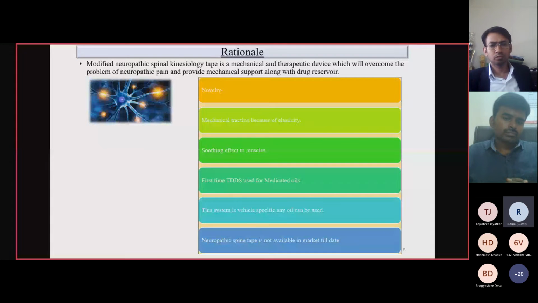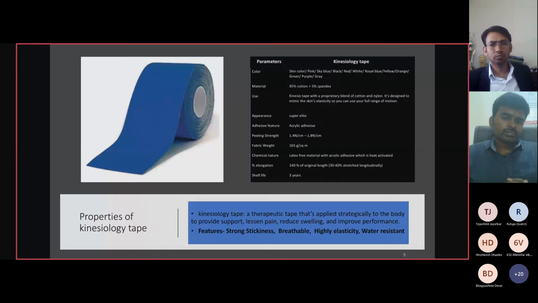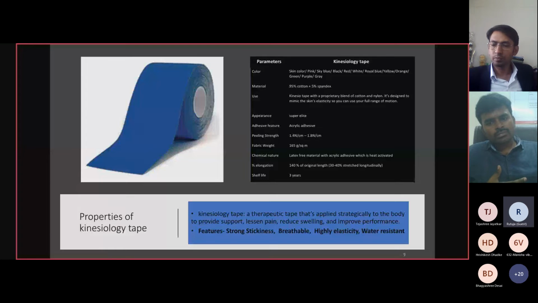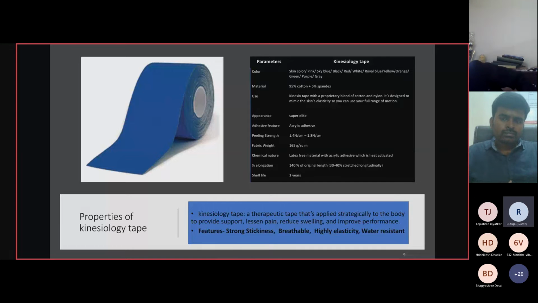These are the properties of kinesiology tape. Kinesiology tape is itself a therapeutic tape which is applied strategically to the body to provide support, lessen pain, reduce swelling, and improve performance. These are the overall properties of kinesiology tape. It has strong stickiness, is breathable, highly elastic, and water resistant. The material contains 95% cotton and 5% spandex, giving it high elasticity.